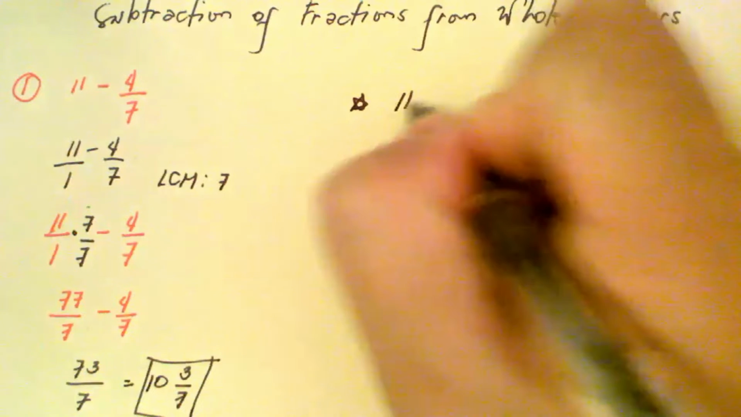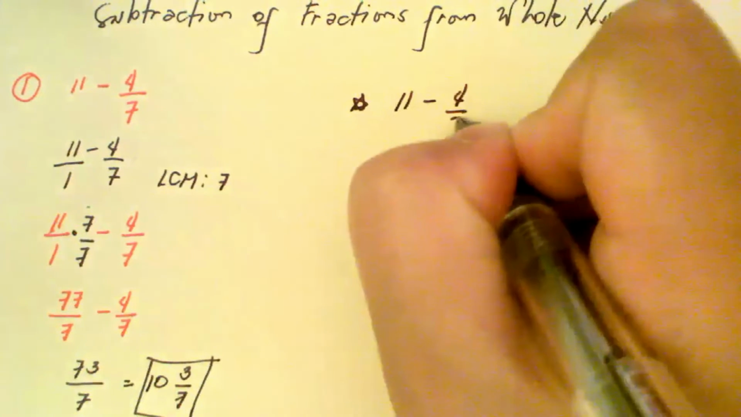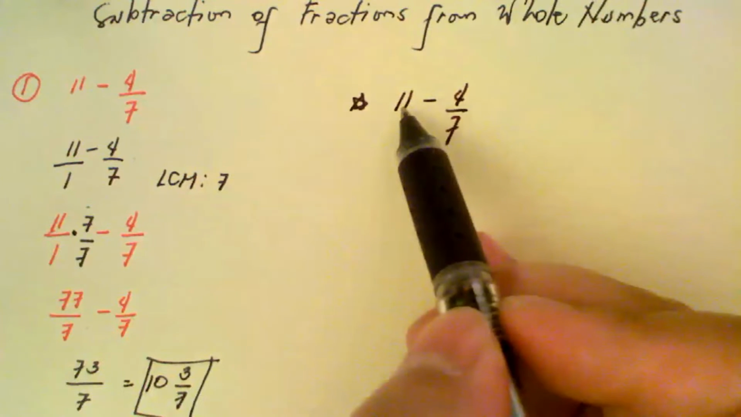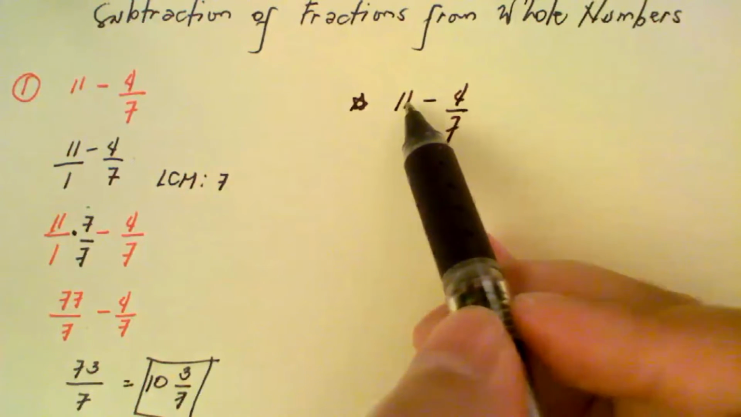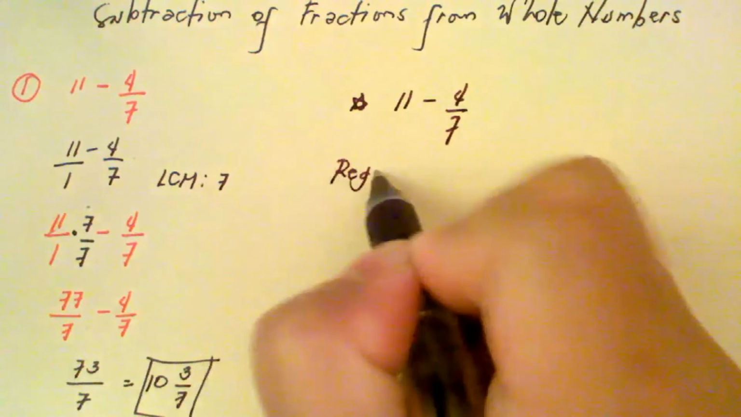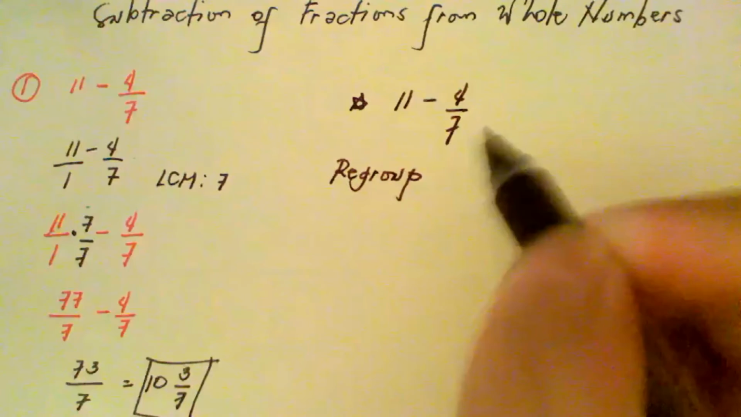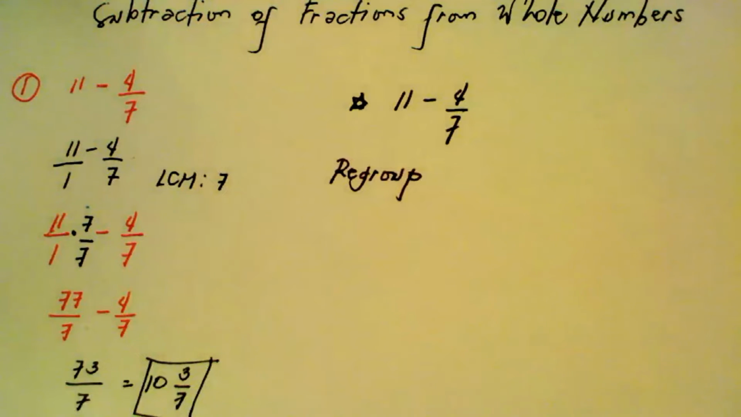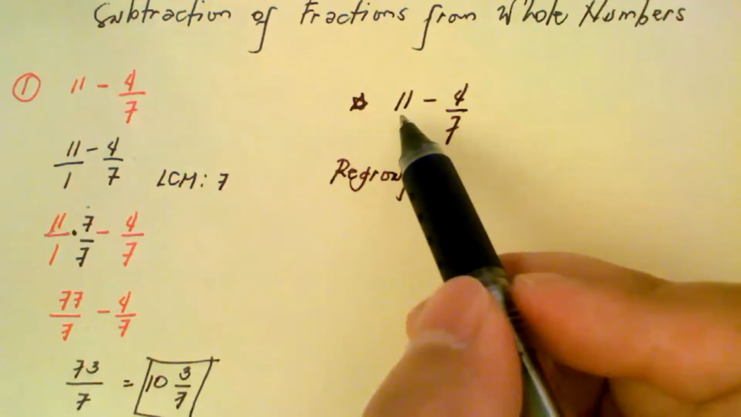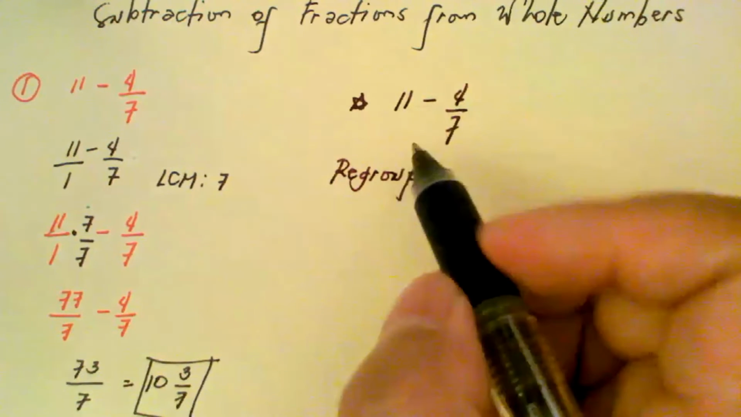So 11 minus 4/7. So we have the fraction piece and you have 11. So your 11 is your whole number. So what we need to do is to regroup. So what do I mean by this? Let's try to break down 11. There are multiple ways you can write 11.